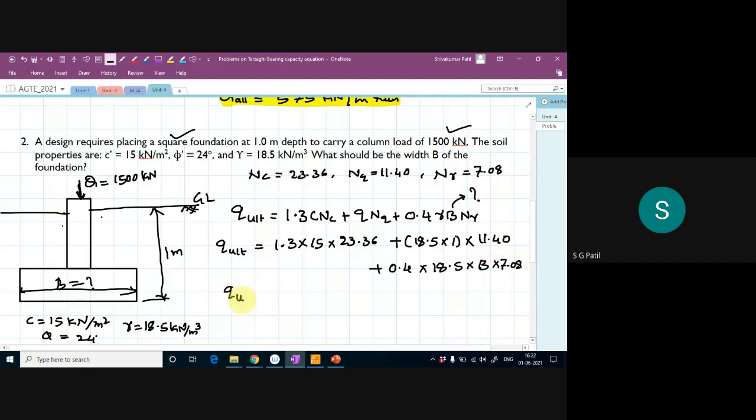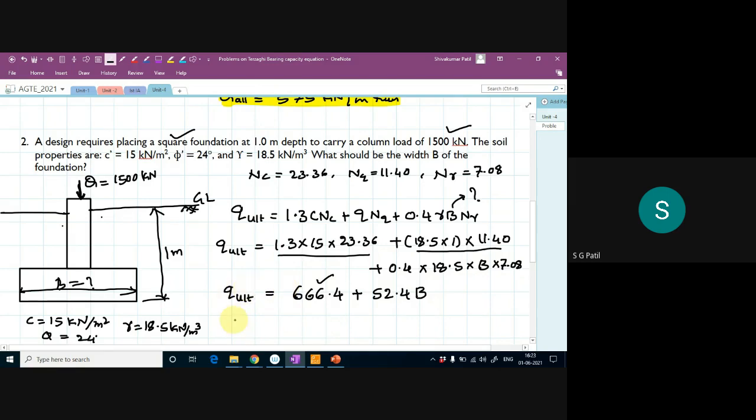So what is q ultimate? So q ultimate is equal to, you should get 666.4 plus. So this term and this term, if you combine both, you will get this term, plus 0.4 into 18.5 into 7.08, so around 52.4 times your width of footing. Okay, so now I know the ultimate load.